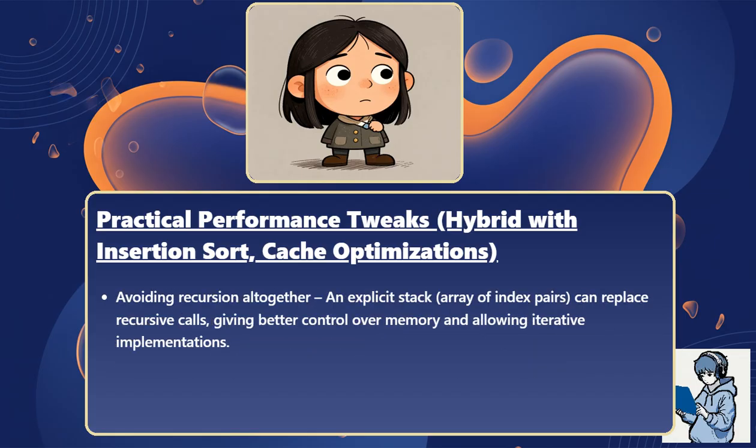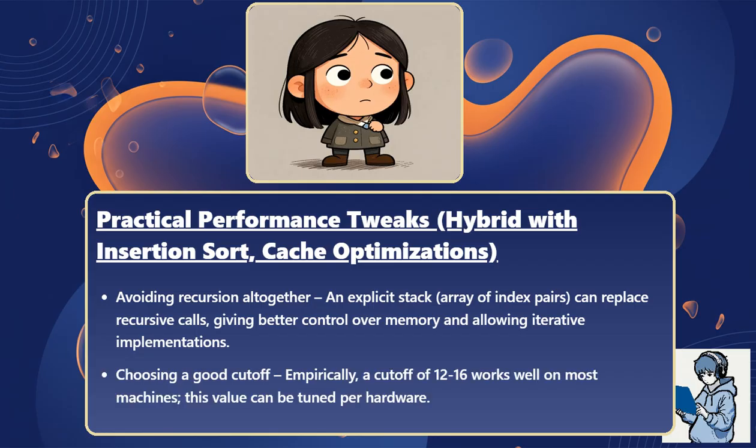Avoiding recursion altogether: an explicit stack, an array of index pairs, can replace recursive calls, giving better control over memory and allowing iterative implementations. Choosing a good cutoff: empirically, a cutoff of 12 to 16 works well on most machines. This value can be tuned per hardware.